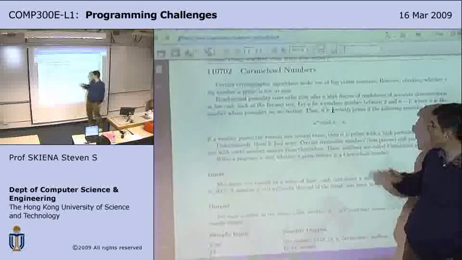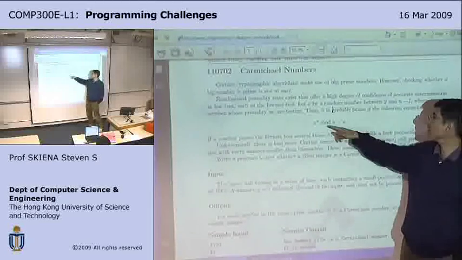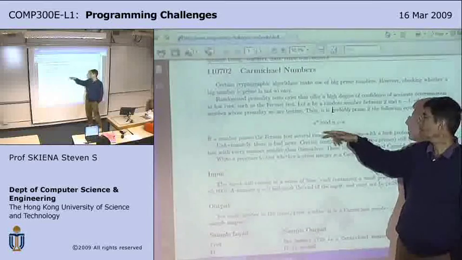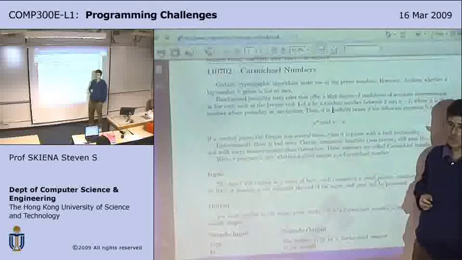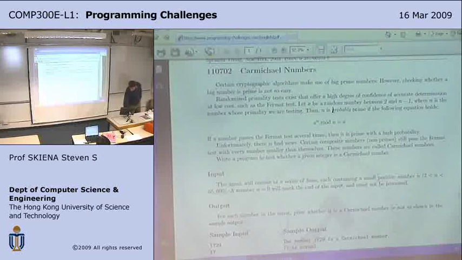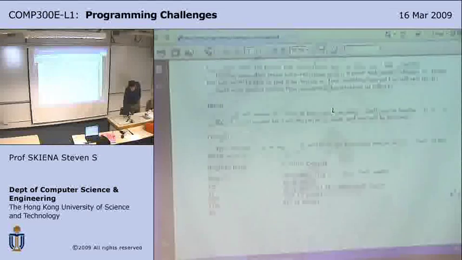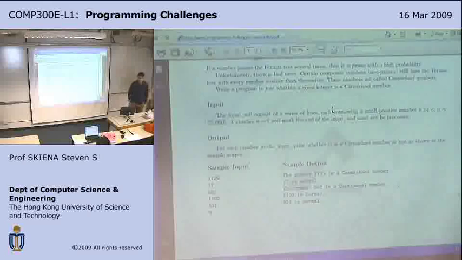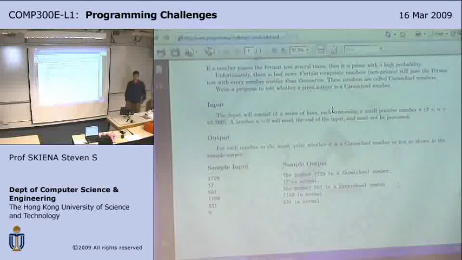The only catch with that is that there are certain numbers that are not prime, but always satisfy this test. And your job is to find them. Those are called Carmichael numbers. And the goal here is to find out which ones are not prime, but would satisfy the primality test. Any question? Okay.